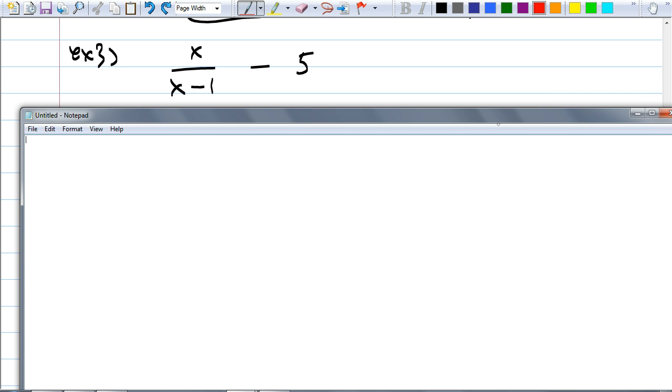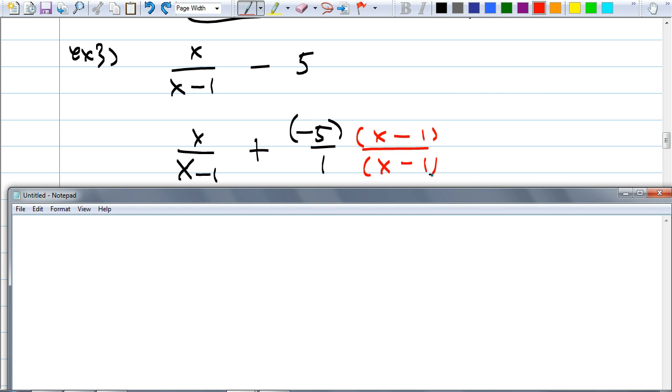Okay, so what do I do? Who could tell me my next step? Okay, Andrew. You have to change it to addition. Yep, and tell me what's next. x over x minus 1 plus negative 5 over 1. It's exactly right. And did you guys all multiply top and bottom by x minus 1? Okay, who thinks they have the answer? Malia, what did you get as your answer?